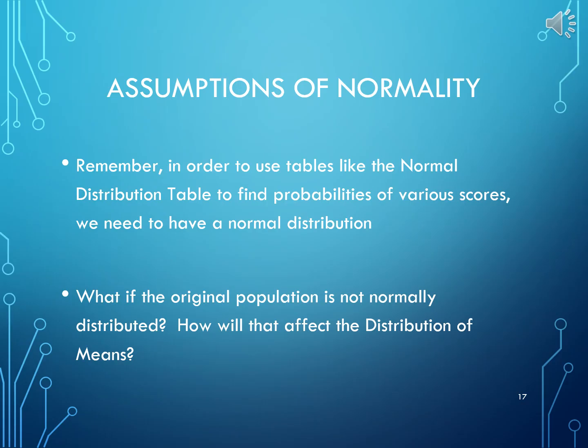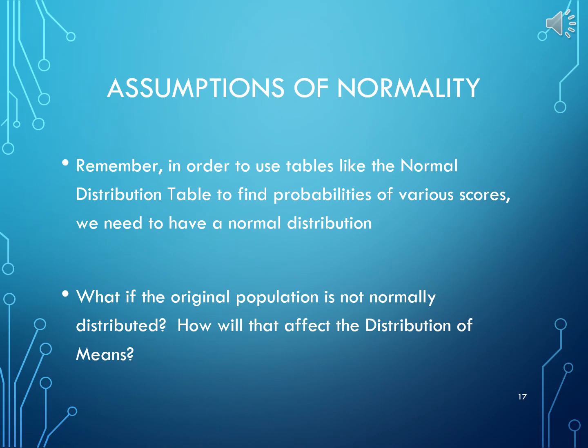Now, we run into a little bit of a problem in hypothesis testing, which is that we still need to have some assumptions of normality, meaning distributions have to be normally distributed in order for us to look up in tables what is the probability that I would see this mean or greater, or what is the probability I would see this raw score or lower, what is the probability I would see this z-score or higher, right? Those kinds of things. Well, in order to use those tables, we have to have normally distributed data.